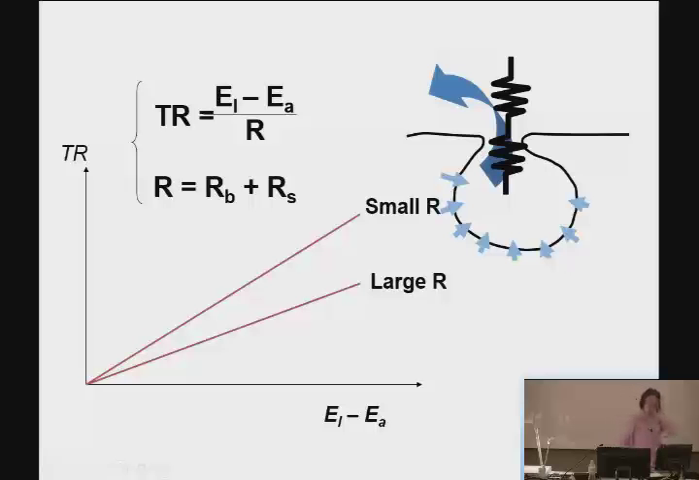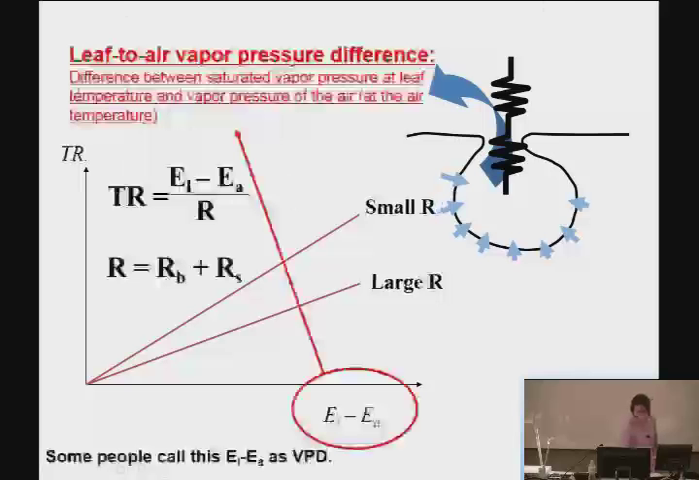And then if you can actually do that, your transpiration rate pretty much follows the saturated vapor pressure in the stomatal cavity and the air vapor pressure difference. So that's leaf to air vapor pressure difference, and we are not going to call this a VPD, but some people do. So you just make sure what the terminology is whenever you communicate with other groups, okay?